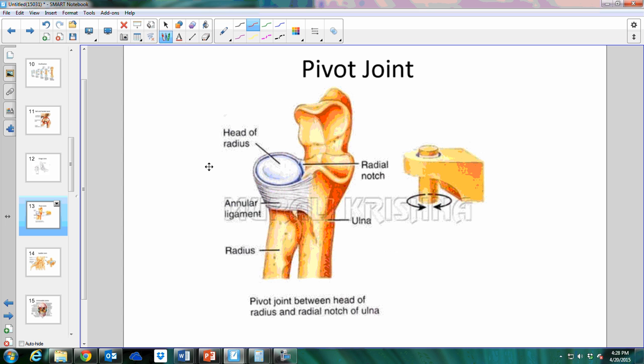Pivot joints. To pivot means to spin in place. Where the two bones of your forearm meet the elbow, there's an example of a pivot joint, where one of the bones spins around in this area, and that allows you to twist your arm without any problem.